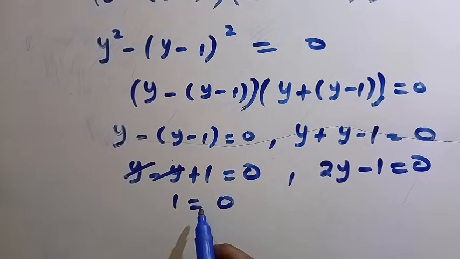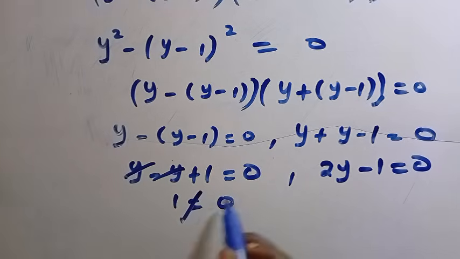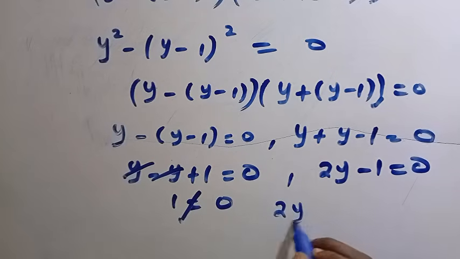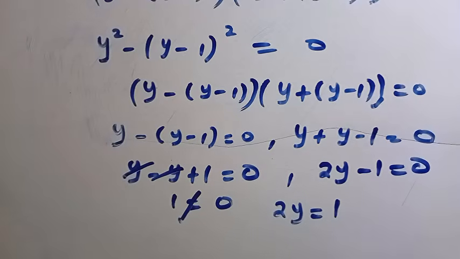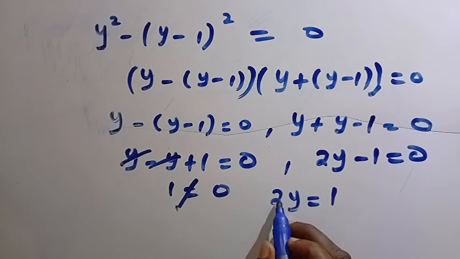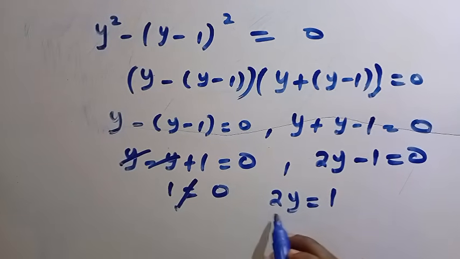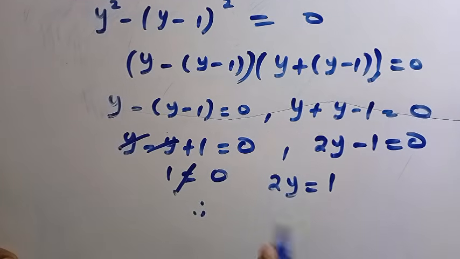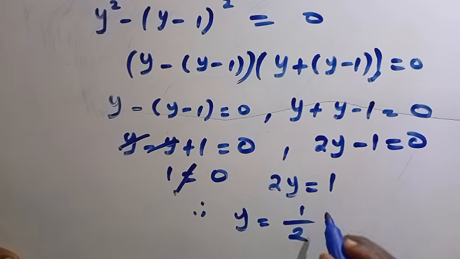Can 1 actually equal 0? No. So this is an invalid solution, which means we don't need this. Looking at the other side here, we have 2y equals 1. To get y, we divide both sides by 2, which implies that the value of y here equals 1 divided by 2. So this is one of the solutions that satisfy this.